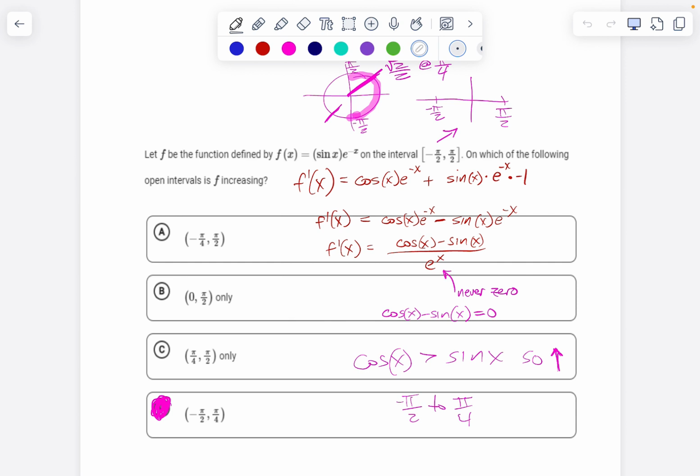This is the only critical point. Pi over 4 was the only place where the function was 0. So we were good on that. But it's increasing starting at its lower bound. Remember our interval was starting at negative pi over 2. It was increasing from there until our critical point, the whole way. And we knew that because the cosine is greater than the sine. So all of these values would be positive until we hit pi over 4, and then it switches.